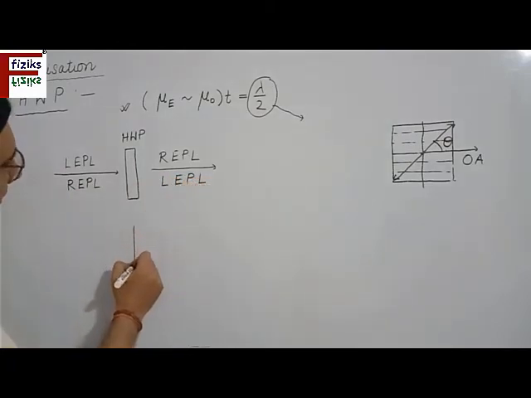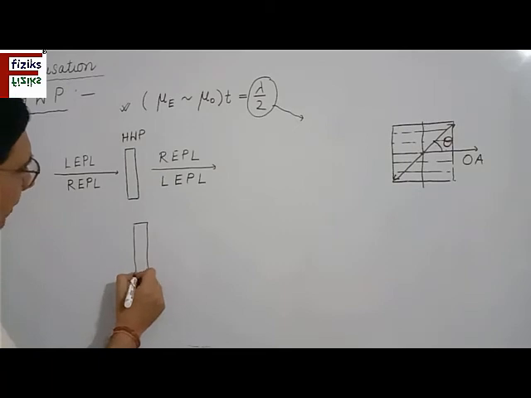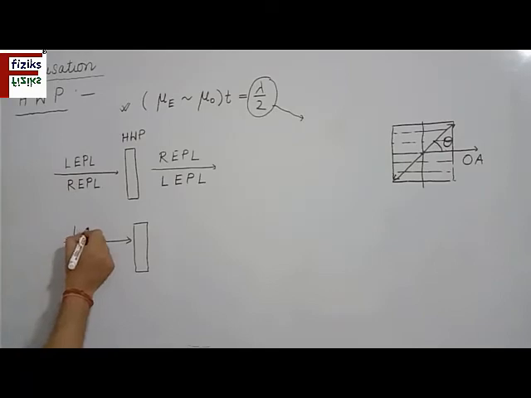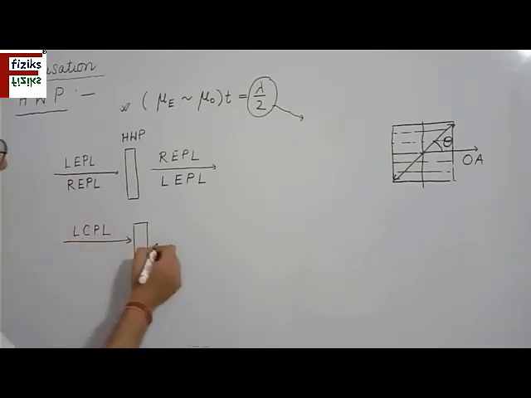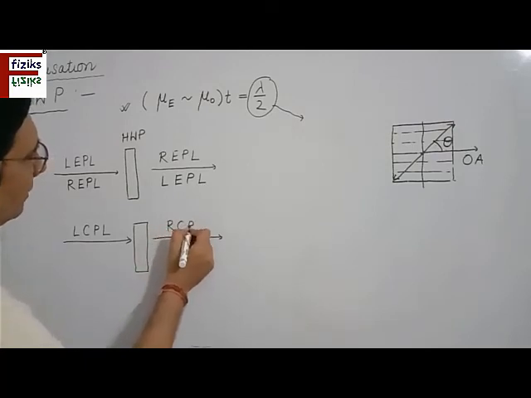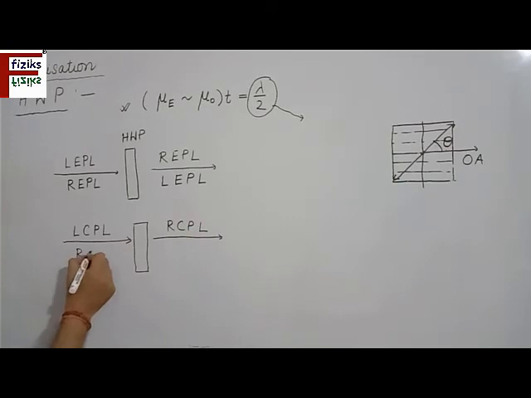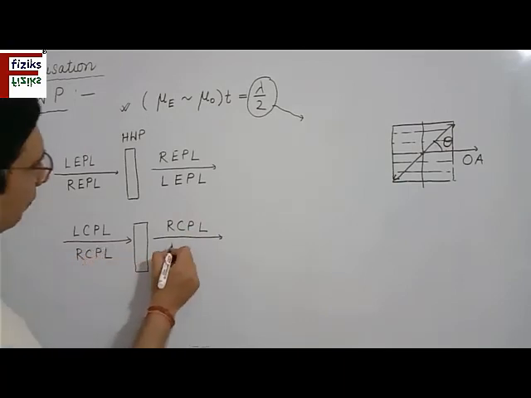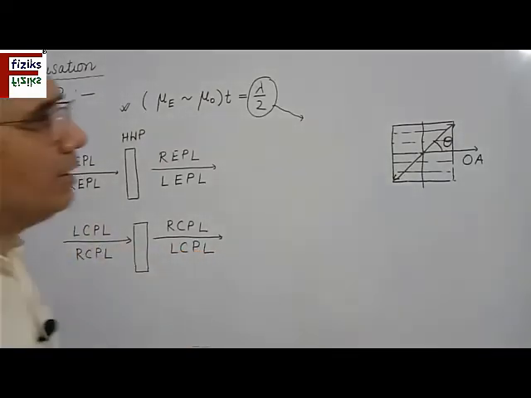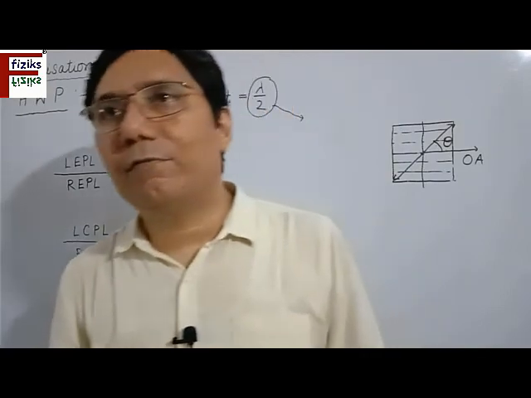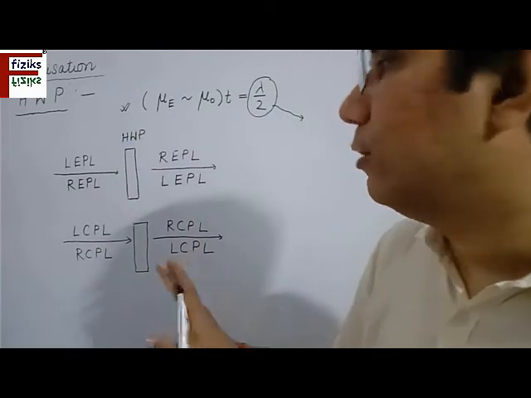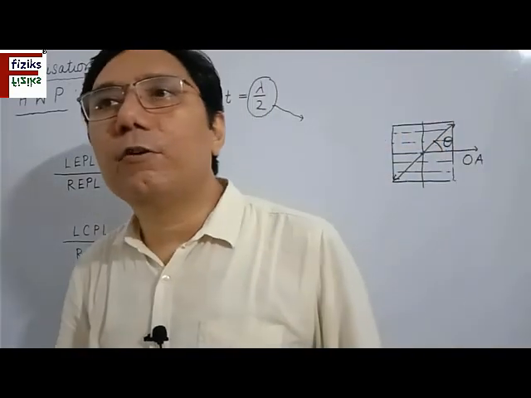In a similar fashion, if left circularly polarized light is incident on this, it will convert into right circularly polarized light. And if right circularly polarized light is incident on this, this will convert into left circularly polarized light. So this will change the polarization from left to right and right to left for elliptical as well as for circularly polarized light. So these are the 3 important applications of half wave plate.